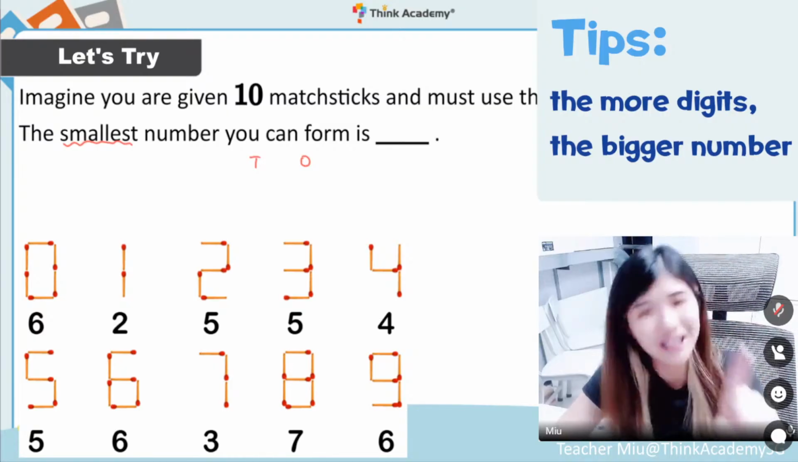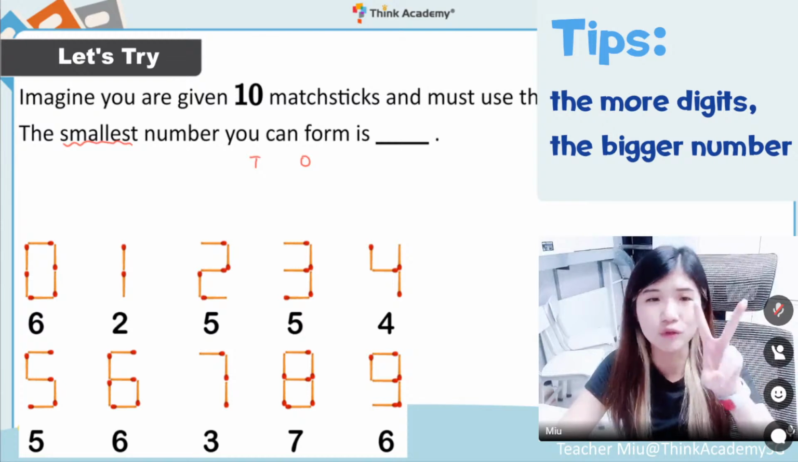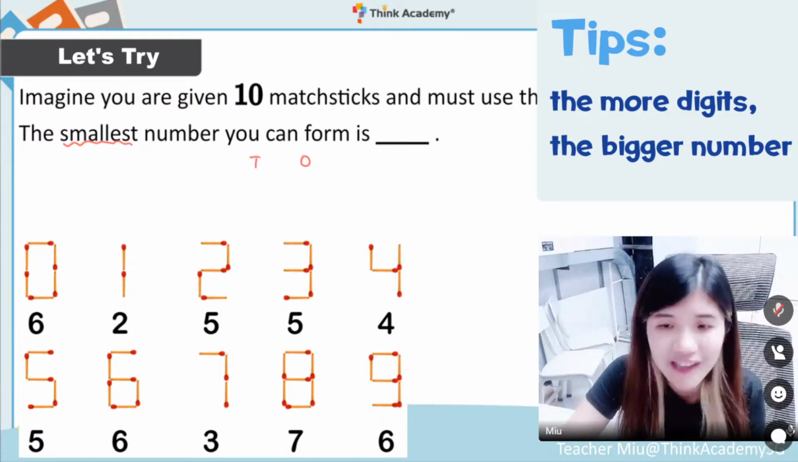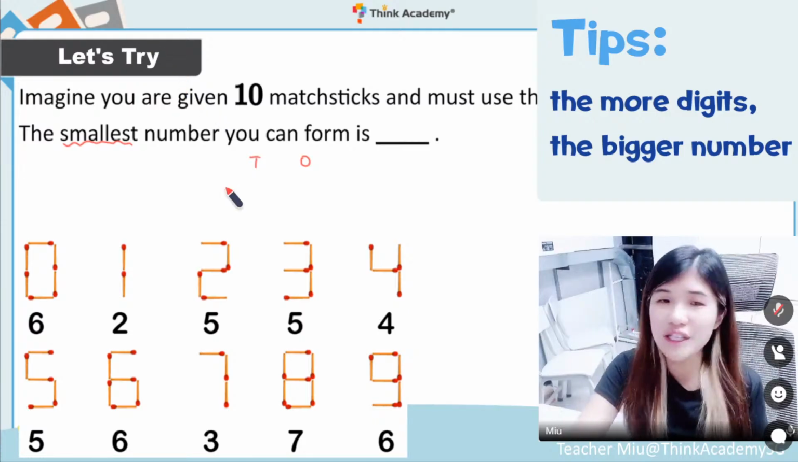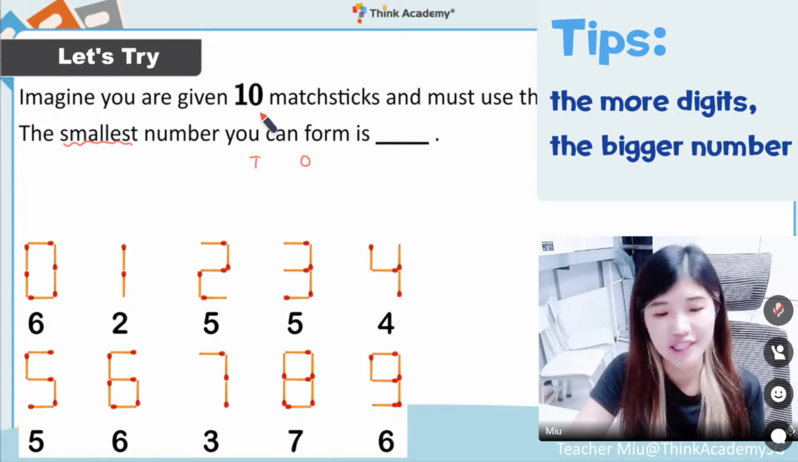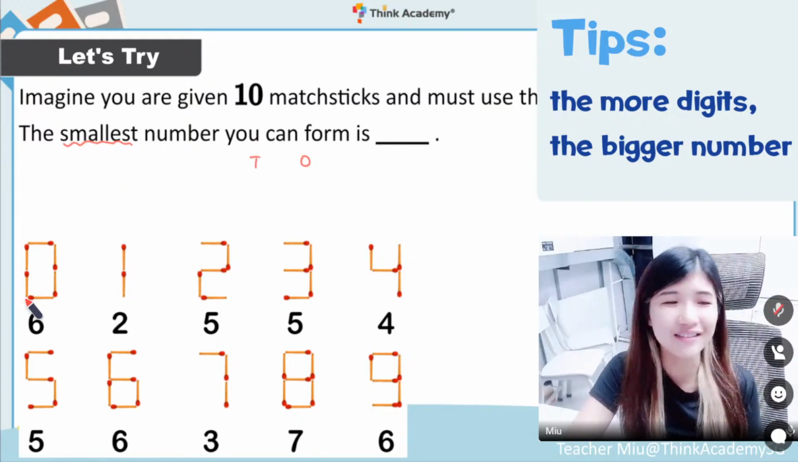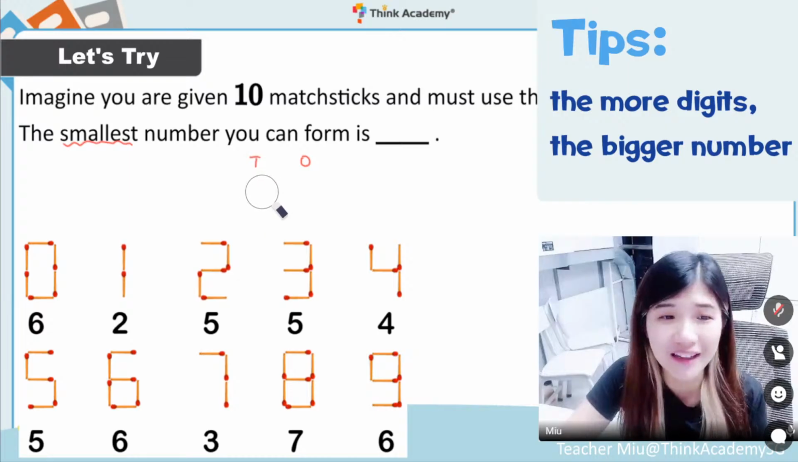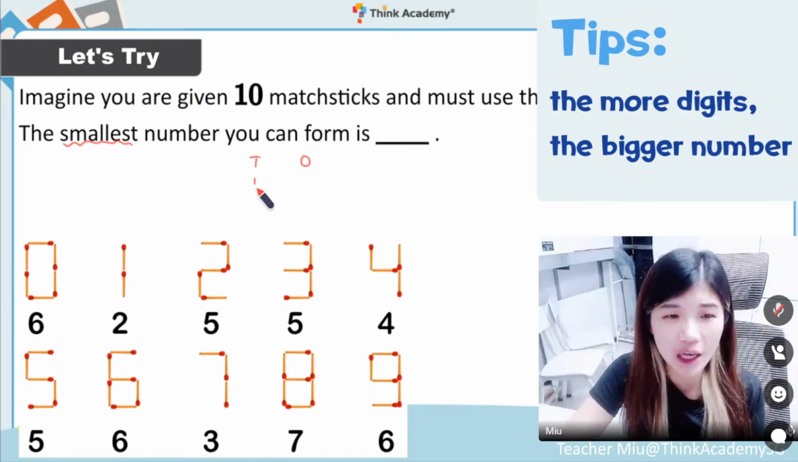That means you need to try your best to make the number with as few digits as possible. Just like 10 matchsticks cannot make only 1 digit. So, okay, at most I only have 2. So that is the smallest possible number we can make, a 2-digit number. Then let's continue. Then we just go for the smallest 2-digit number with 10 matchsticks. This is easier. Can I make a 0 at the 10th place? No, 0 cannot be put at the highest place. Can I make a 1?